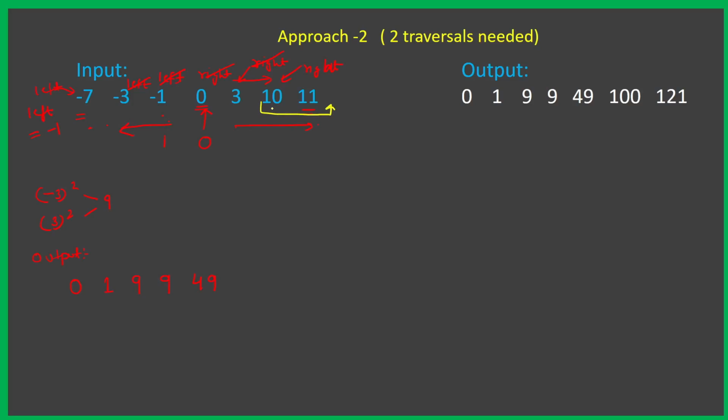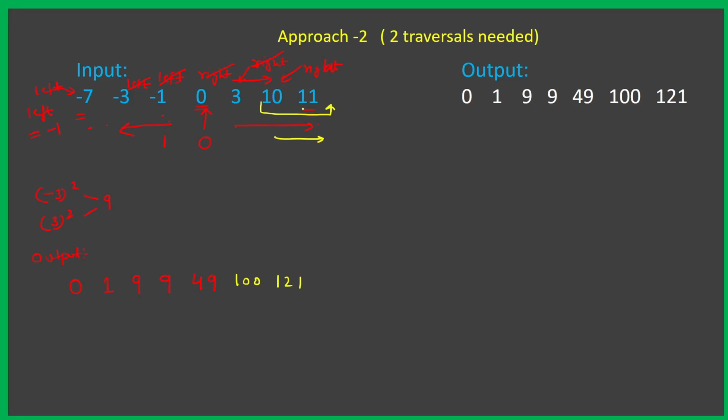So what we will do is we will find the square of all these elements as such. That is, we will scan this side, 10 to 11, and we will find the square of 10. So it will be 100. Then the square of 11, it will be 121. And now we are done. So we will stop here.